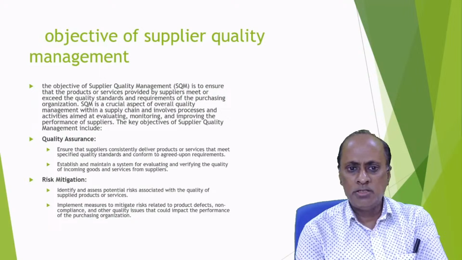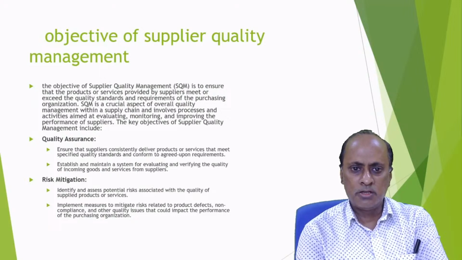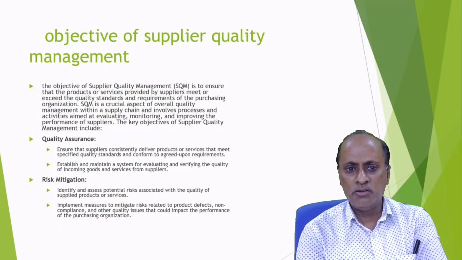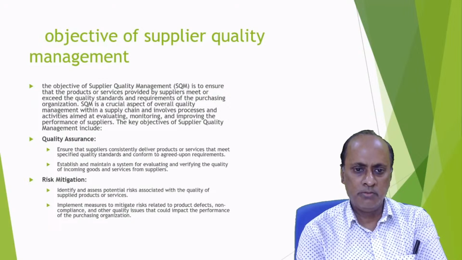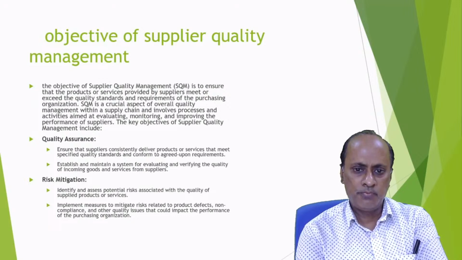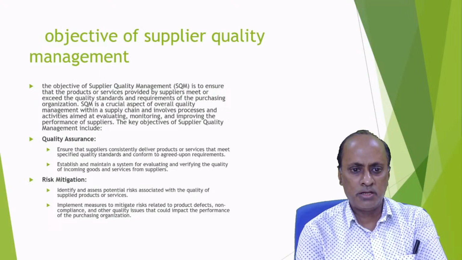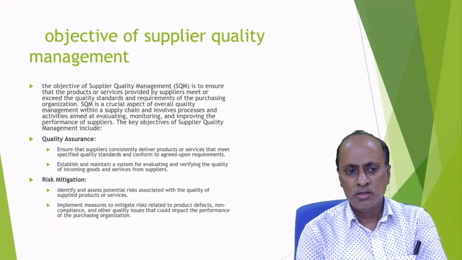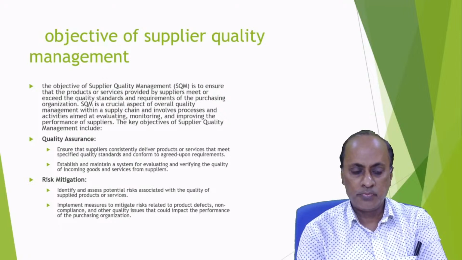And SQM is very important within a supply chain, because it is a process by which we can evaluate, monitor, and improve the performance of the suppliers by giving adequate feedback. The objectives of supplier quality management include quality assurance: ensure that suppliers consistently deliver products or services that meet the specified quality standards and conform to the agreed upon requirements.